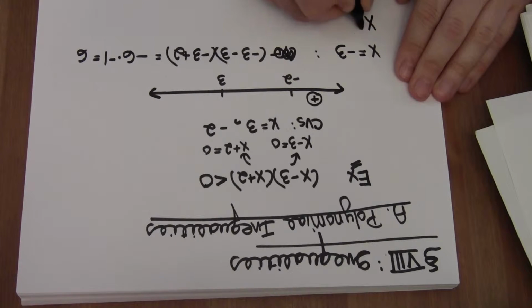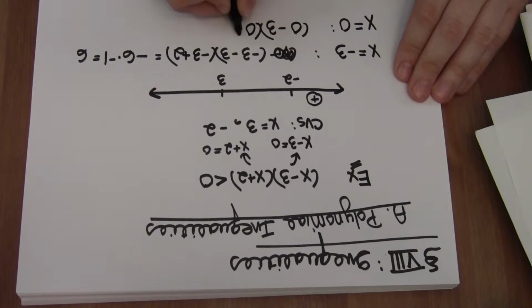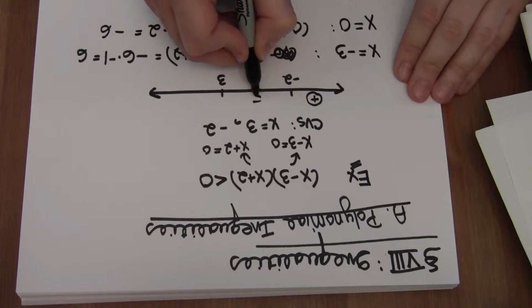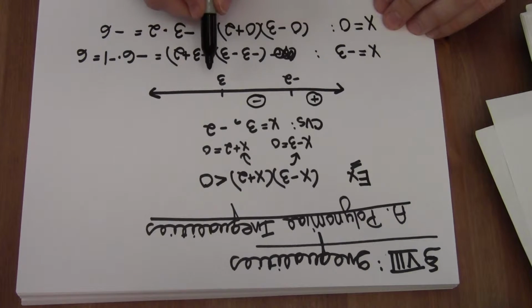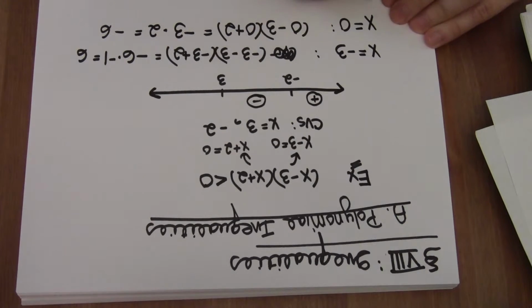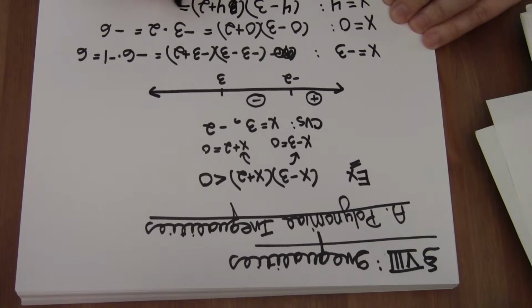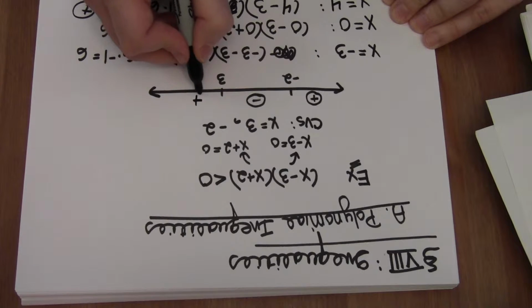Between negative 2 and 3, I think 0 would be a good test value. I get 0 minus 3 times 0 plus 2. That's negative 3 times 2, or negative 6. Again, I don't care about the 6 part so much as the negative part. Any number you'd plug in between negative 2 and 3 would make that expression negative. Then, plugging in something after 3, like x equals 4, would give us 4 minus 3 times 4 plus 2. 1 times 6 gives me 6, which is something positive.